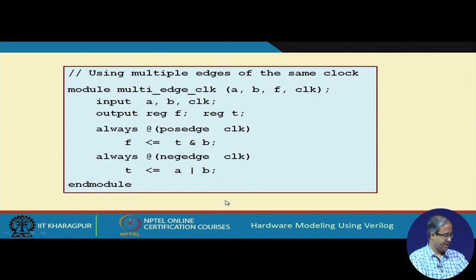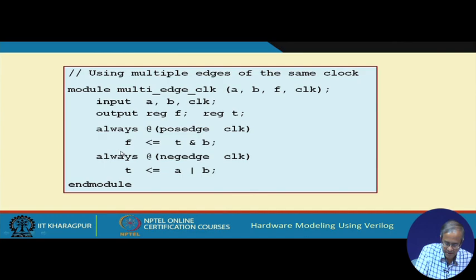Not only that, you can also use the two edges of the same clock. Multiple edges of the same clock you can use to carry out some operations. Like in this example, I am using a single clock signal CLK, A, B are the inputs, this output reg F is an output and T is another temporary I am assuming. Just see what you are doing here.